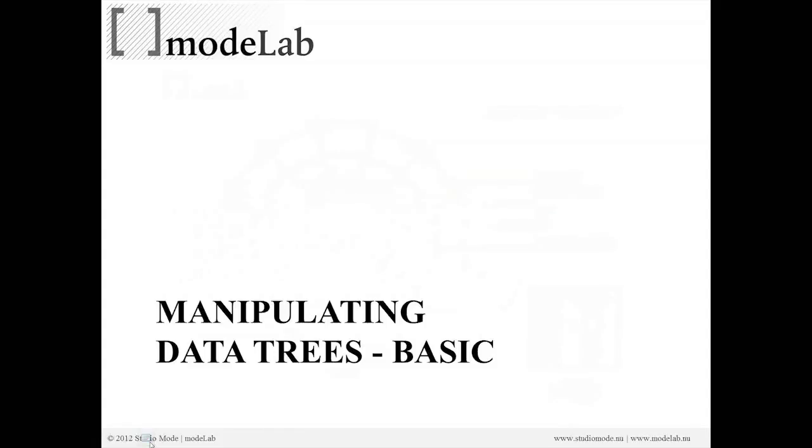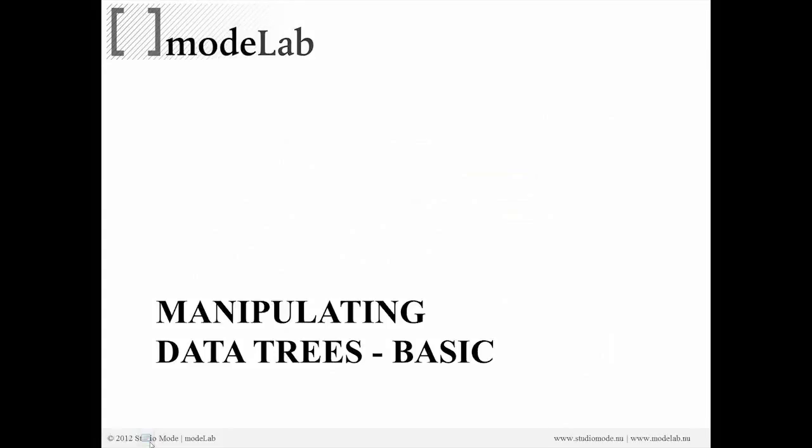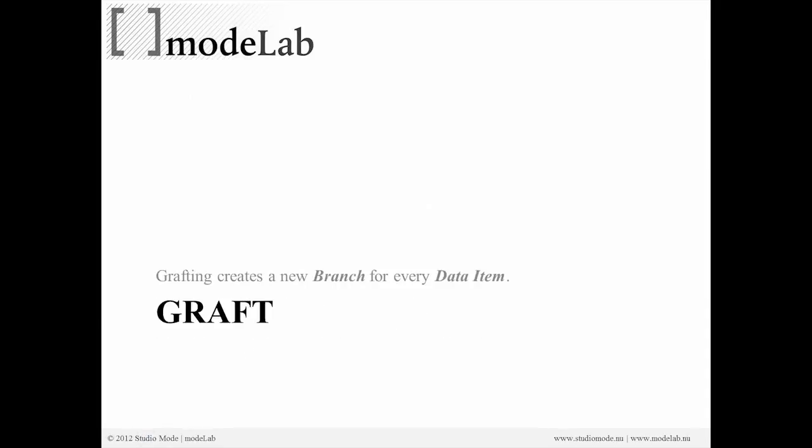And we've done already one type of basic manipulation to data trees, which is graft. Right? And what we've done is we've created the diagram. We've built that diagram that we showed for each one of the basic manipulations. So we know what graft is already. It creates a new branch for every data item.